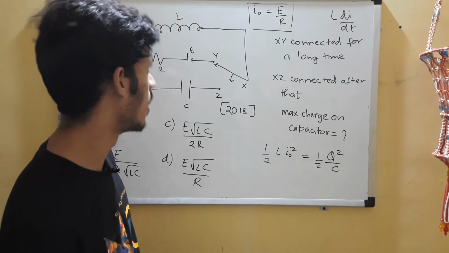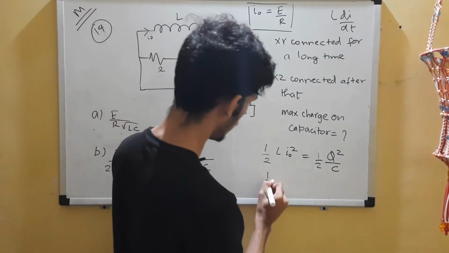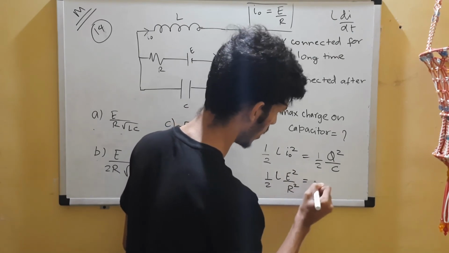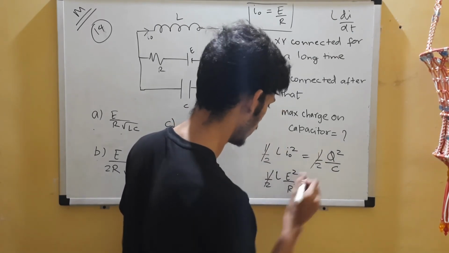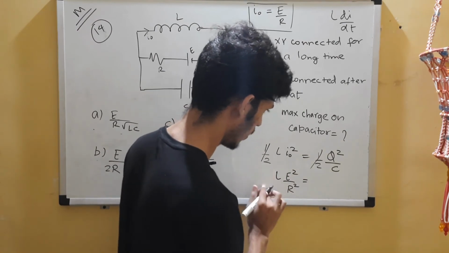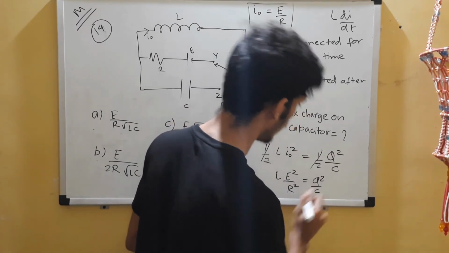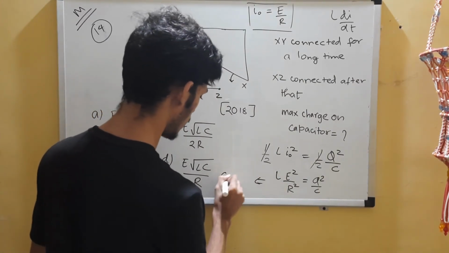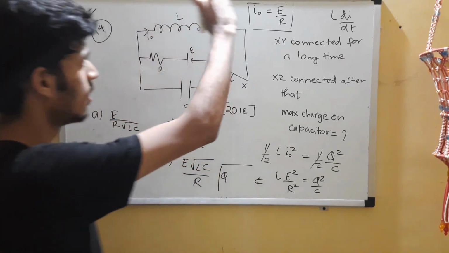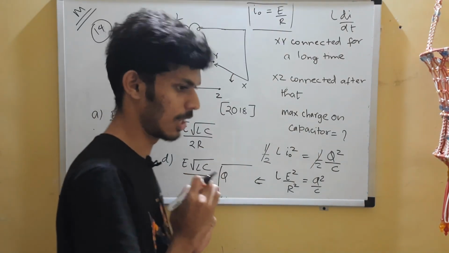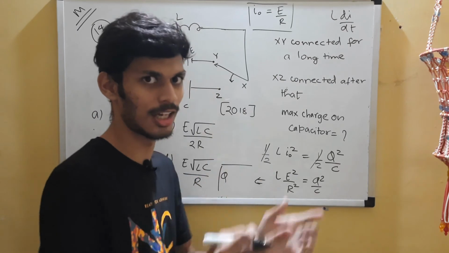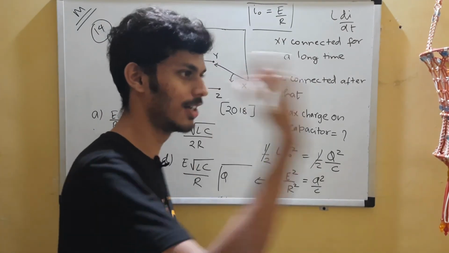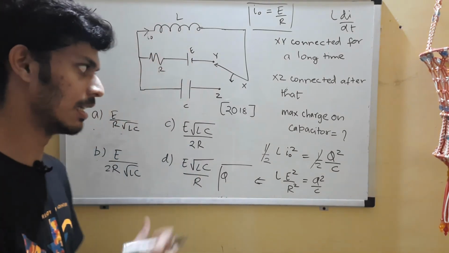Now we can substitute I0 as E by R. I think we'll get our answer over here. Half and half will get cancelled in the first step, leaving Q square by C. We are supposed to find the maximum charge, so this will give us the charge. Whatever current was there got accumulated as charge on the capacitor plates. So whatever energy was in the inductor got converted into the energy in the capacitor.